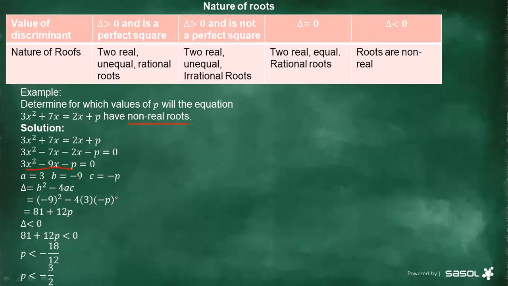Now we have to solve for p. Because it says non-real roots, you must know what happens to the delta under non-real roots: delta is less than 0. So where you see delta, you substitute 81 plus 12p less than 0, then solve for p. The value of p is p less than negative 27/4. That's how you should solve for the value of p under nature of roots.